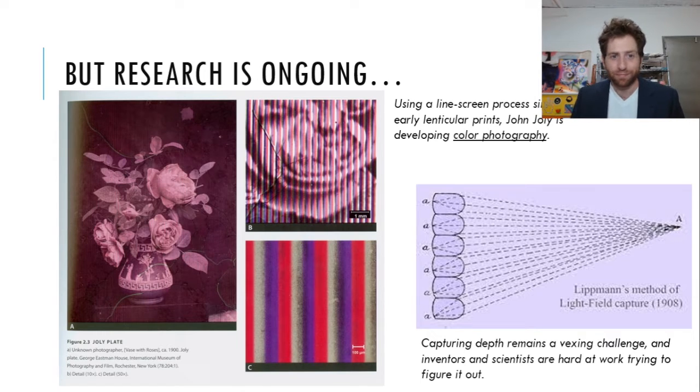Even so, lenticular has its own niche, and using that line screen process, you've got some people like John Jolly, who's a French researcher, and he's developing a version of color photography using basically the same principles as lenticular photography. So instead of just taking multiple photos from different perspectives, he says, well, what if we take multiple photos from the same perspective and we capture the red, the blue, and the green spectrums of light, and then we layer those on top of each other? That could create a color photograph.